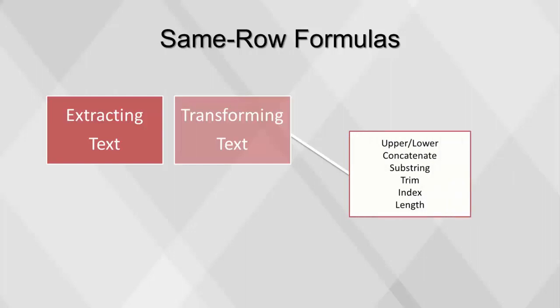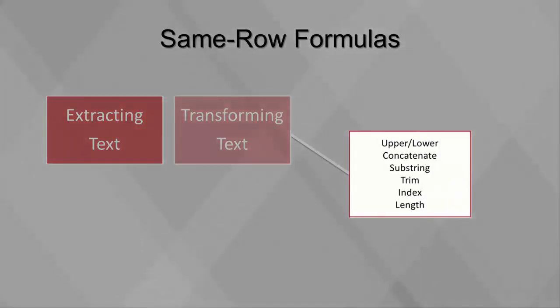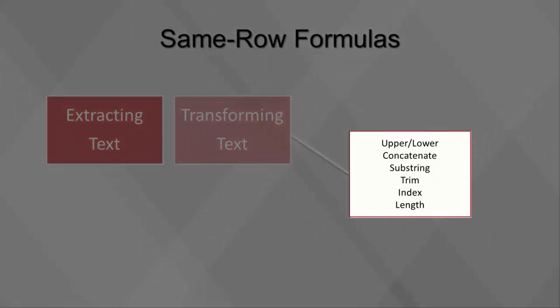Formulas can also be used to extract and transform strings from a text field. There are a few common functions for transforming text, and they are typically named differently depending on the software package being used. The most common of these are upper-lower, used to change the field to all upper or lowercase characters, concatenate, which combines two or more strings into one field, substring, used to extract a portion of a string, trim, which can be used to remove certain characters, usually spaces, from a field, index, used to find the location of a certain string within a field, and length, which finds how many characters are in a field.